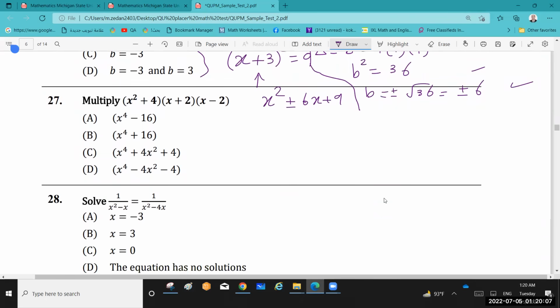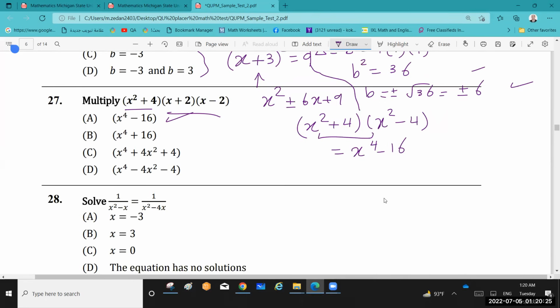To multiply such an expression, just keep x squared plus 4, and multiply x plus 2 times x minus 2 as x squared minus 4. The answer is x to the power 4 minus 16. That's one. Very easy. You multiply first by first, minus second times second.